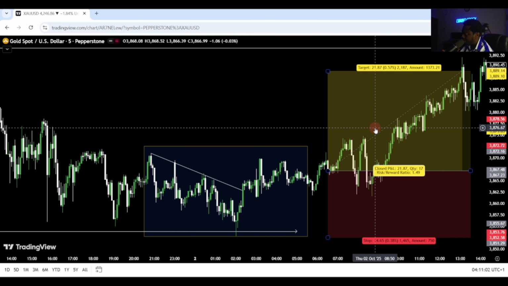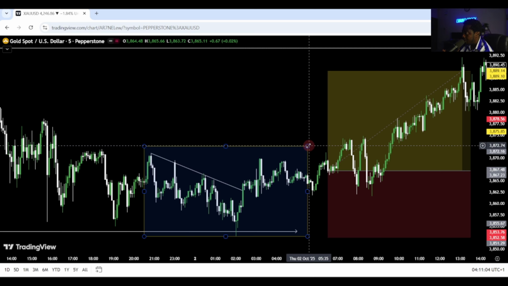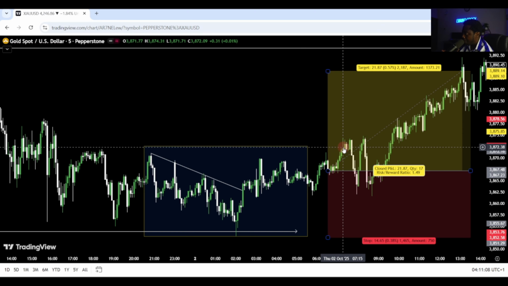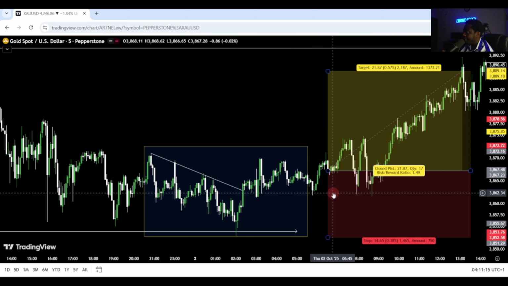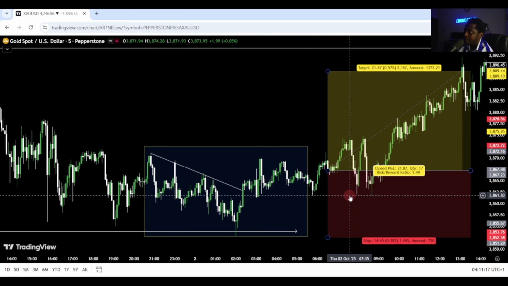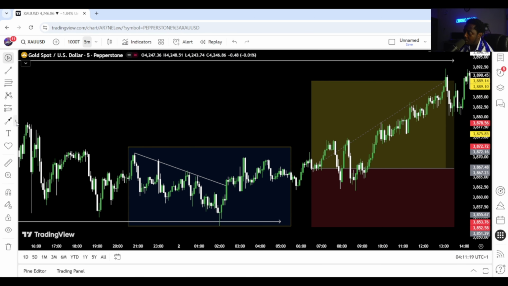It is pretty simple. Here will be your TP1. As you can see, price hits the TP1 here, pulled back, but it didn't close below here. If price closed below this place, let me mark it out so you can see what I'm talking about.